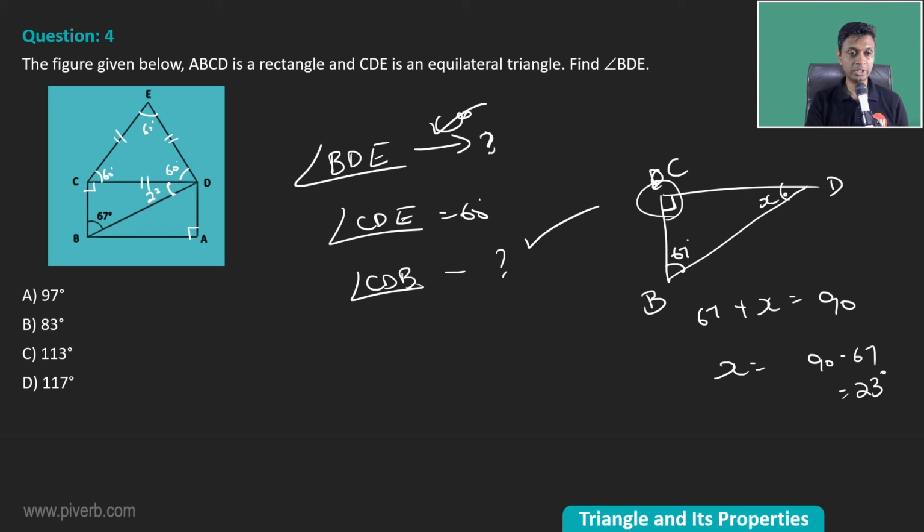This angle is 23. We know that angle BDC is 23. Angle CDE is 60. So angle BDE, the whole angle, is 23 plus 60, 83 degrees.